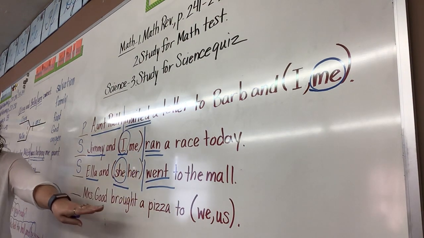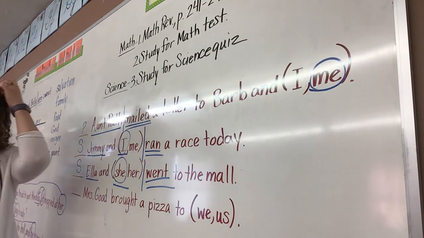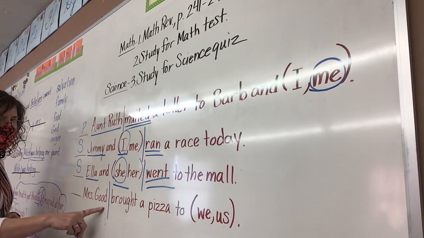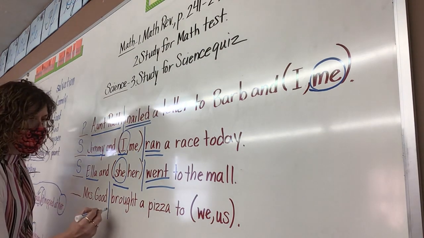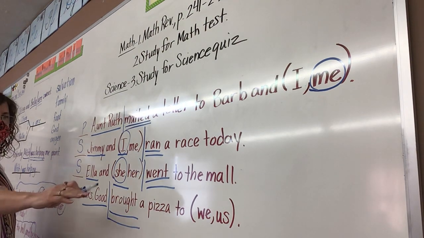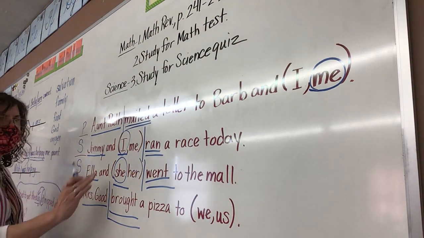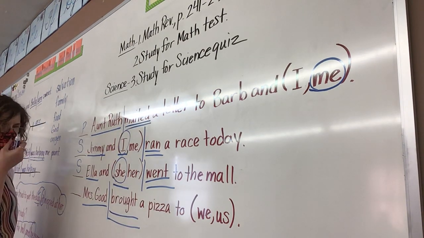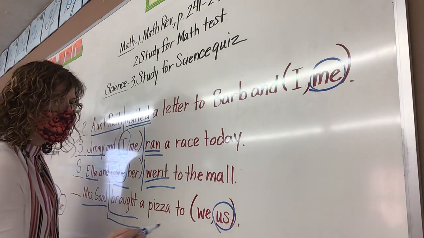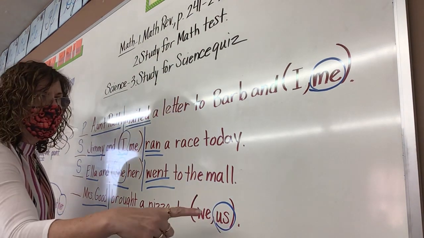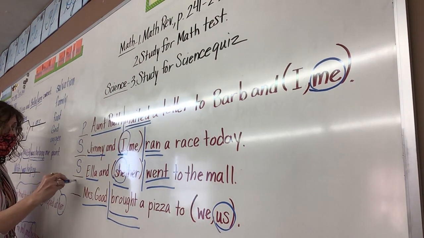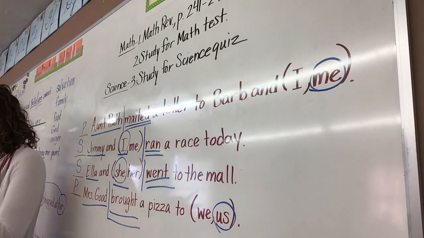Mrs. Good brought a pizza to we or us. Where are we going to divide it? After Mrs. Good. Very good. After Mrs. Good. What's our verb? Mrs. Good brought. Brought is the verb. Who brought it? Mrs. Good. All right, so look at our pronoun choices. Are they on the subject side of the sentence or the predicate side of the sentence? Yes, predicate. So which one are we going to pick? Which one's predicate? We or us? Us. Very good. Us. Mrs. Good brought a pizza to us. And what do we need to write on the line? P for predicate because it was on the predicate side of the sentence.